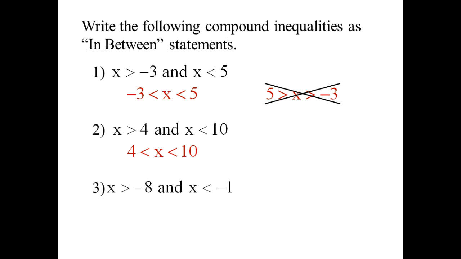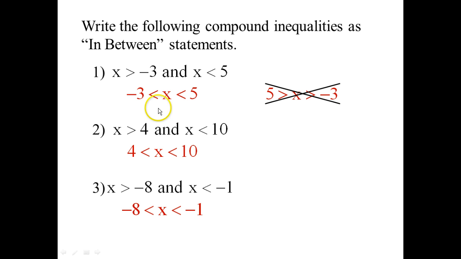It's really just symbol manipulation. Just notice how the pattern of the first two, the first inequality just gets flipped around. The smaller number is always on the left, the bigger number is always on the right. Just look for a pattern. We'll get used to this. So that's how we write in-between statements. Of course, you have to know that -8 is smaller than -1, so negative 8 is on the left, negative 1 is on the right.